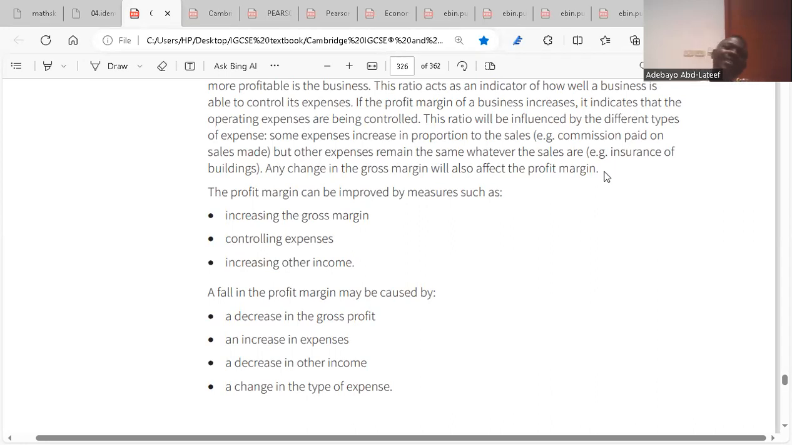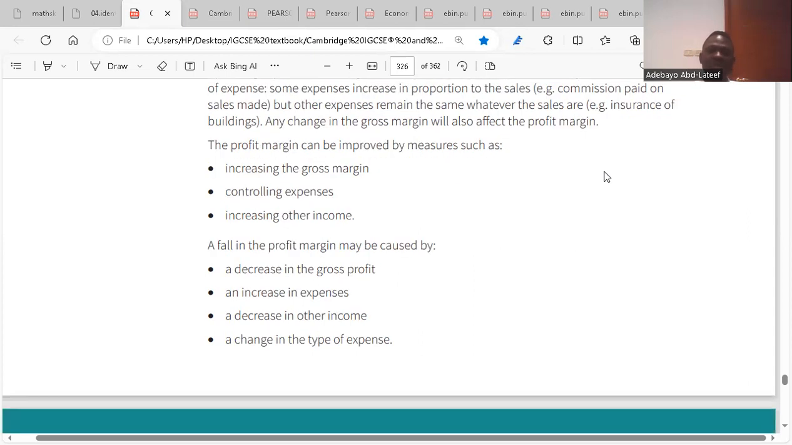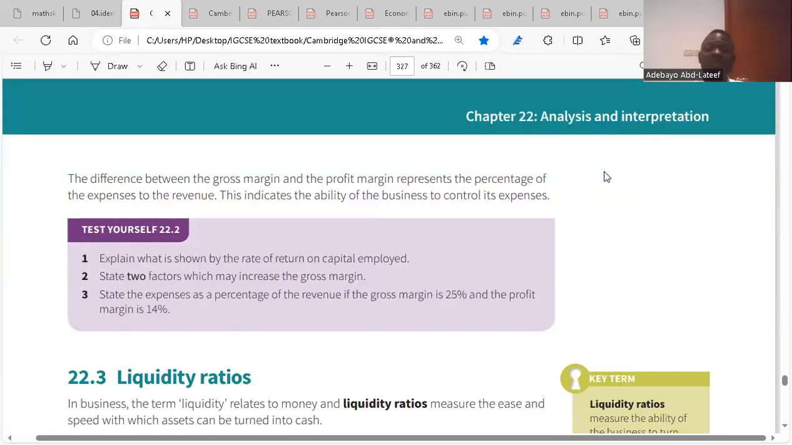Two, increased expenses. So you have to check your expenses. If you are incurring more expenses, it will affect the net profit. The third point is when there is no income for the business, it will also affect. And the last one is the change in the type of expense. When you are changing the type of expenses you have, it might affect your business. I think that is clear. Yes.